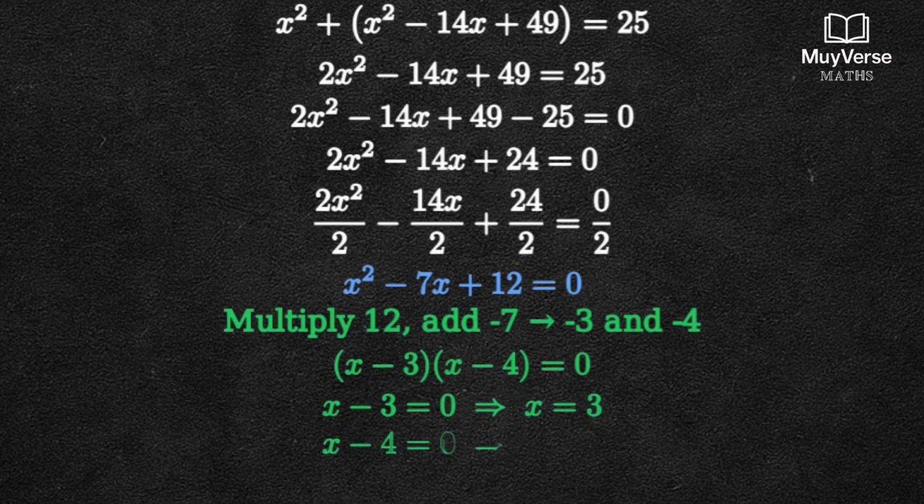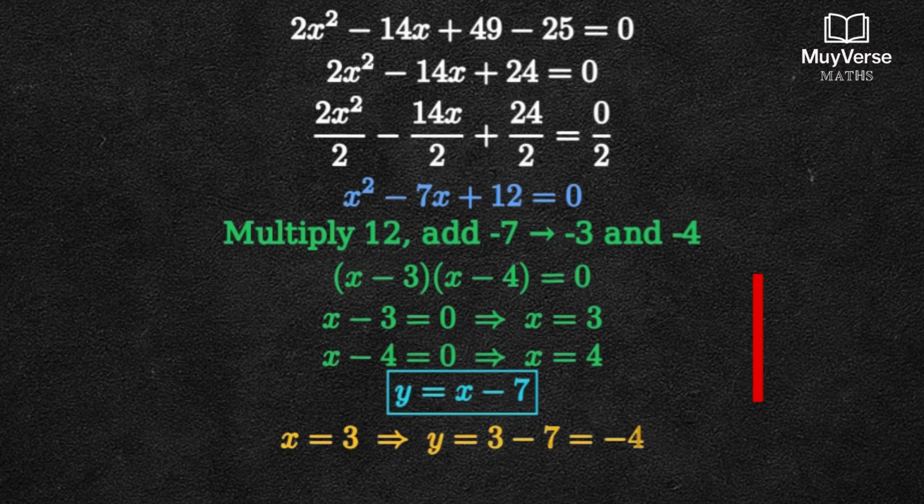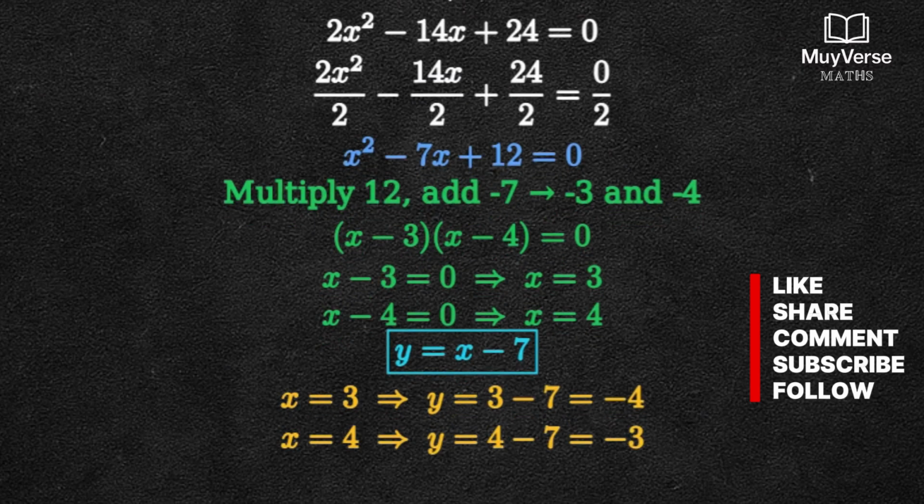x − 3 = 0 gives x = 3. x − 4 = 0 gives x = 4. Now use y = x − 7. When x = 3, y = 3 − 7, which is −4. When x = 4, y = 4 − 7, which is −3.